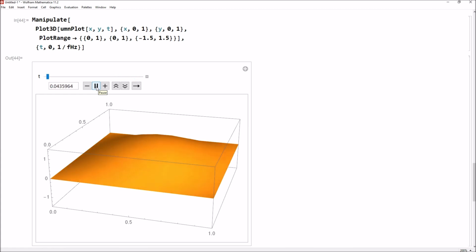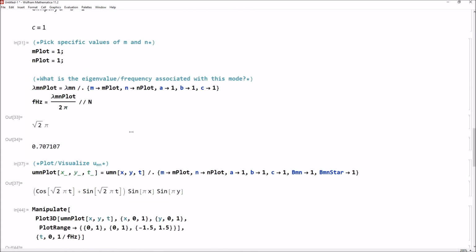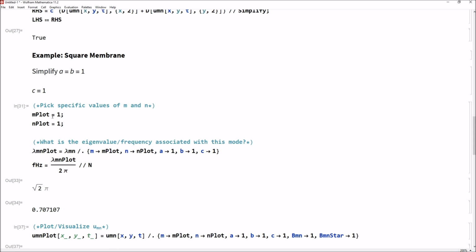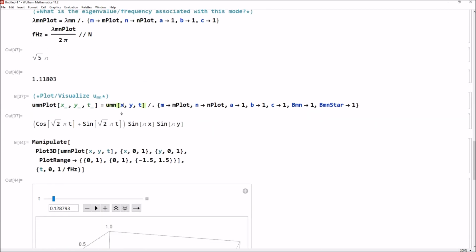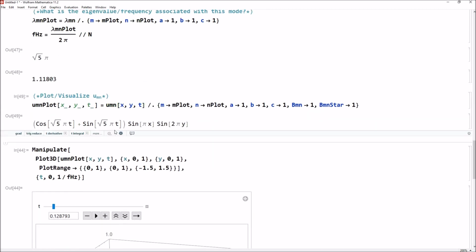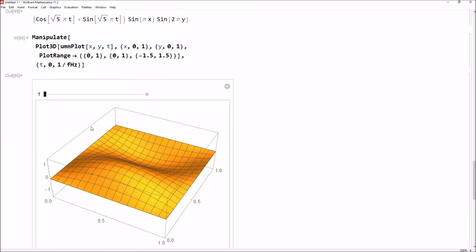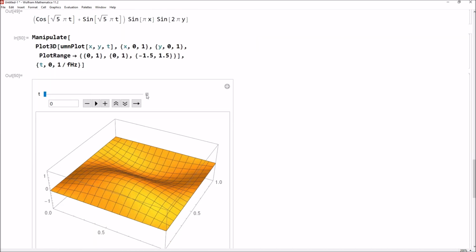Okay, let's take a look at this. What if we wanted to change m and n? Let's look at the m equals 1, n equals 2 mode. So all I need to do is shift enter this again, and then I should just be able to shift enter this, and shift enter this again. Here we go. All right, so here is the 2-1 mode here, right?